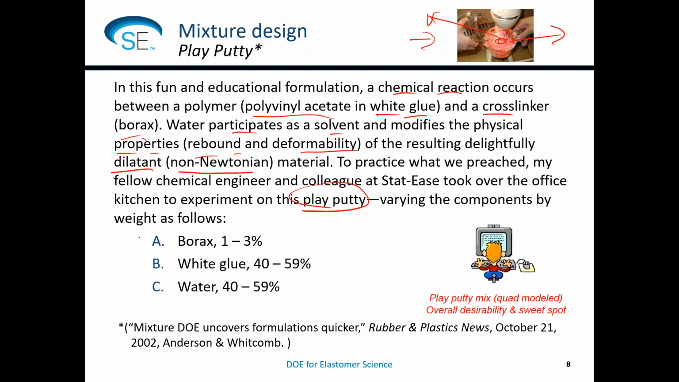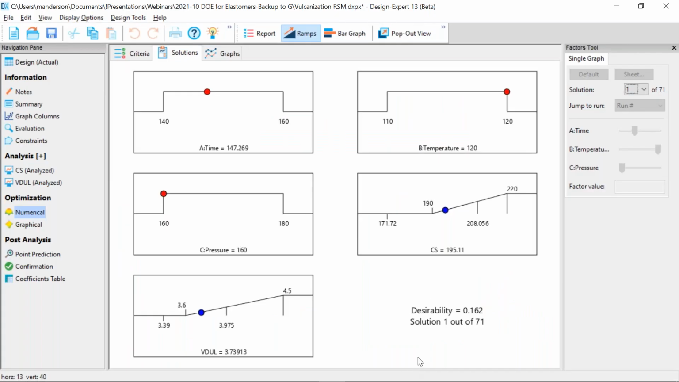So using some information I picked up off the internet and through trial and error, we worked out that if we were to vary borax 1 to 3 weight percent, white glue 40 to 59, and water making up the rest of it, we could make up some fun play putty. And I ended up publishing this in Rubber and Plastic News in 2002 with an idea of showing that this mixture design of experiments is really powerful for optimizing formulations. So I'm going to bring that up on the program.